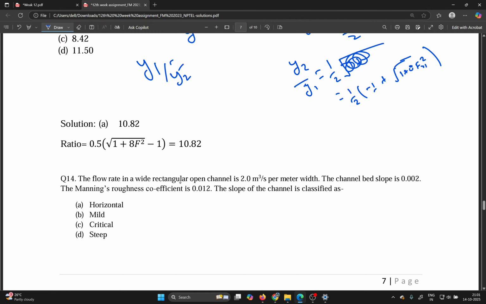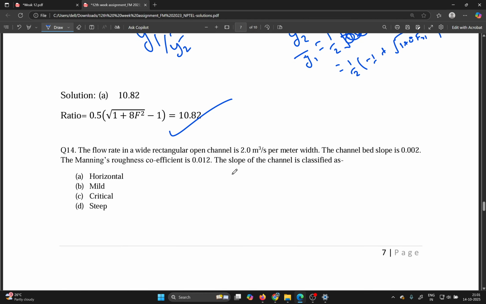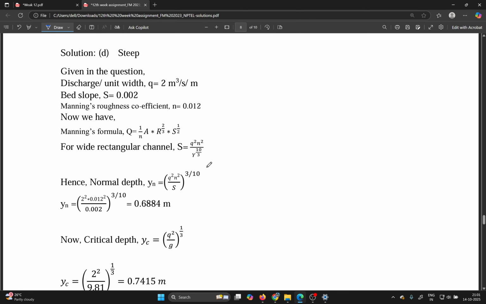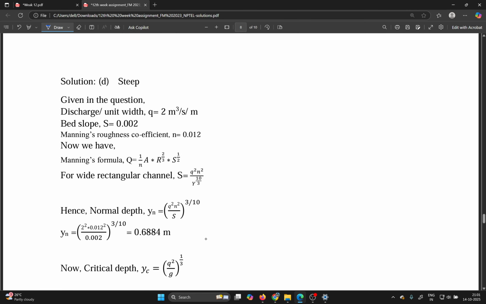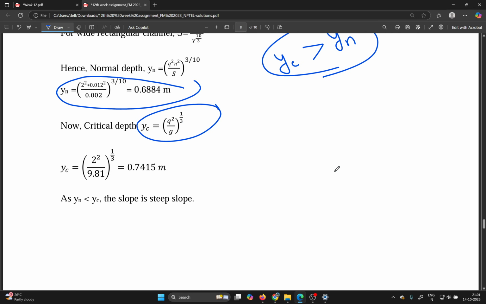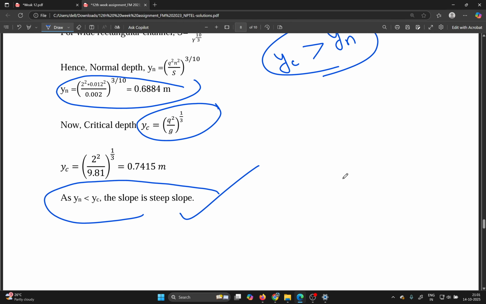Similar things, you need to calculate the flow rate. The wide rectangular channel is given, discharge and the channel bed slope are given, and Manning's roughness coefficient is given. Manning's formula you need to apply here. After calculating the normal depth from Manning's formula, you will calculate the critical depth, and check whether your critical depth is greater than or less than the normal depth. After the calculation, you will get critical depth greater than normal depth, so a steep slope will be there.